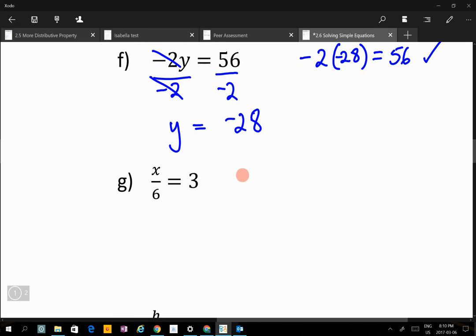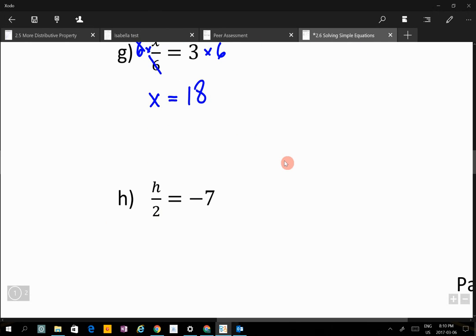All right, so x over 6 equals 3. So if we're dividing on the left, I can isolate x by multiplying on the left. Whatever you do on the left, you do on the right, so I multiply on the right as well. So 6 over 6 gives me x by itself, and 3 times 6 is 18.